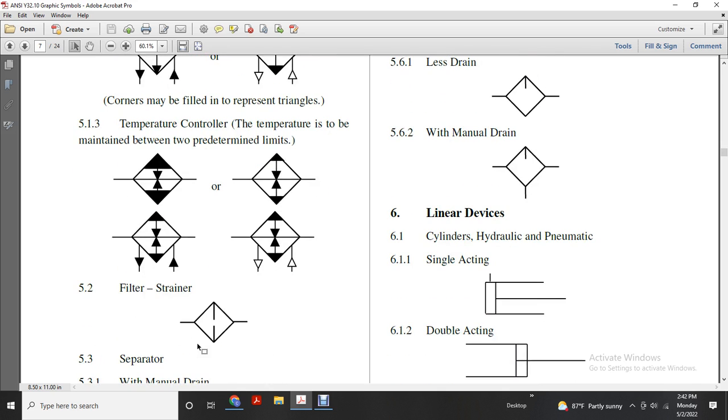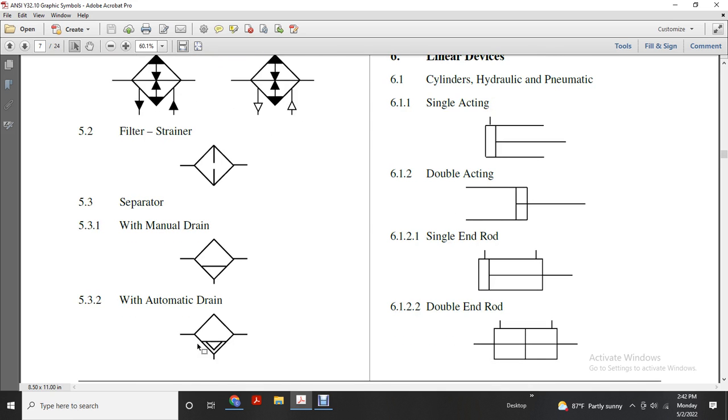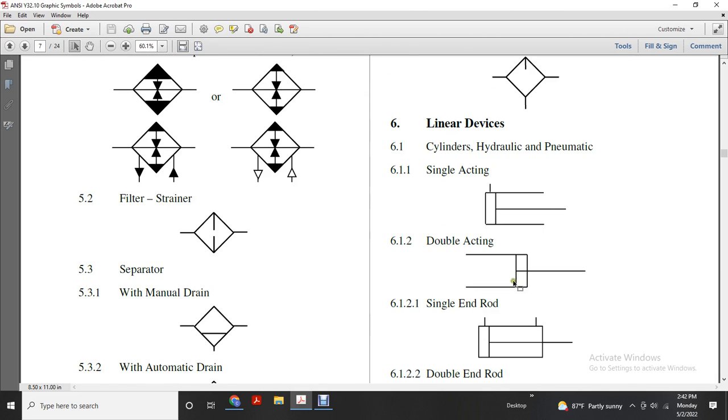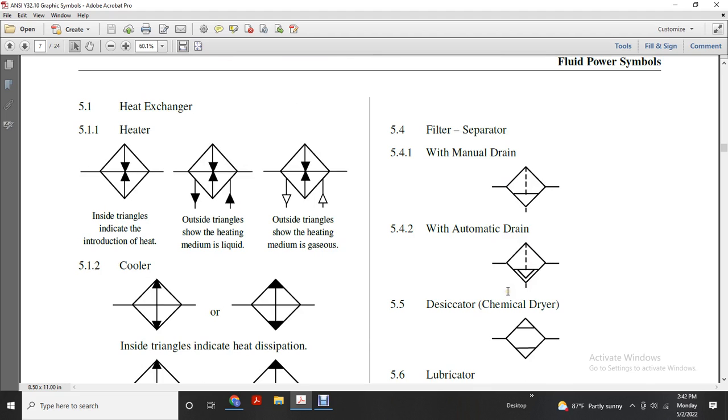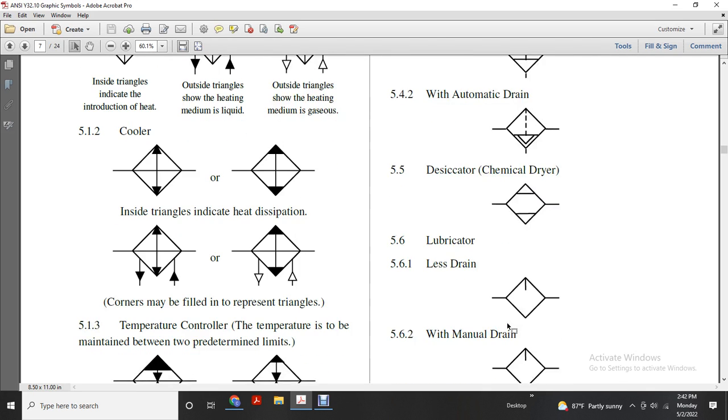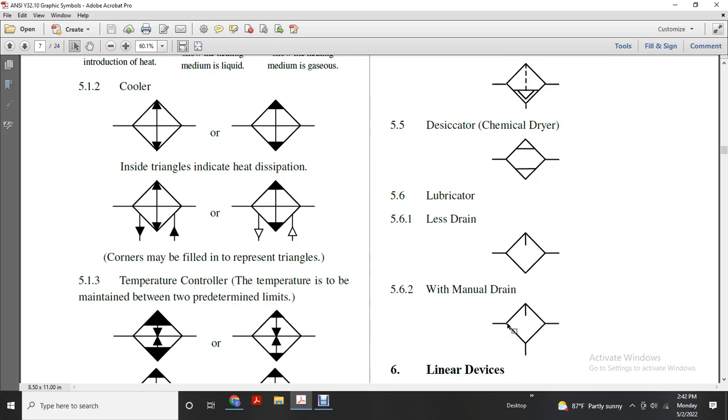Filter, strainer, separator, manual drain, automatic drain. Filter separator with a manual drain, with automatic drain. Decelerator, chemical dryer, lubricator, with drain, with manual drain.